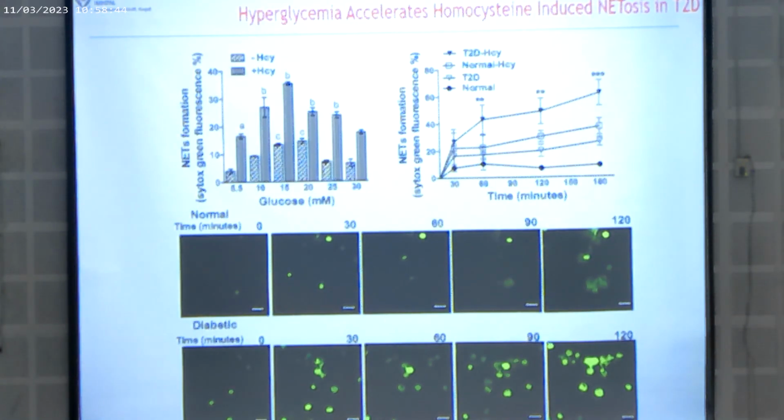Now the interesting thing is, as you have seen in the earlier part, neutrophils get impeded when there is LPS. They don't show a response. But in the case of homocysteine, it is the reverse. It accelerates netosis. With glucose plus LPS there are more nets, and with glucose plus homocysteine there are even more nets than that. So we thought the signaling pathways may be different for LPS and homocysteine.